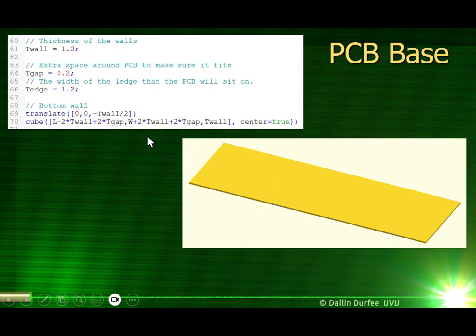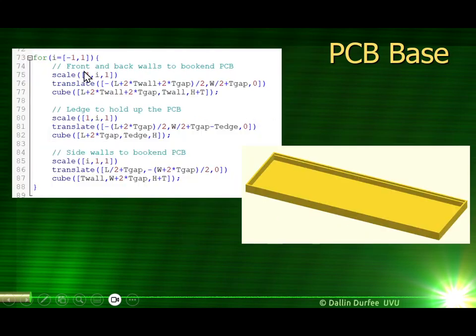And the width, I'm going to make the width of the circuit board plus 2 wall thicknesses plus 2 gaps as well, right? And then the thickness of it I'm calling T-wall. So T-wall is how thick each of my walls are going to be. So there's the base. And now I can come and add the sides. So the front sides are cubes that are thickness T-wall, right? And I make both of those.